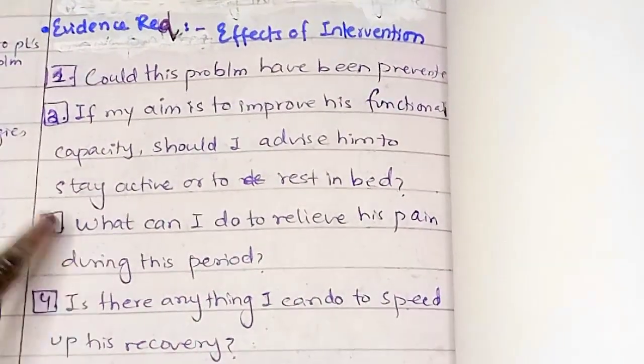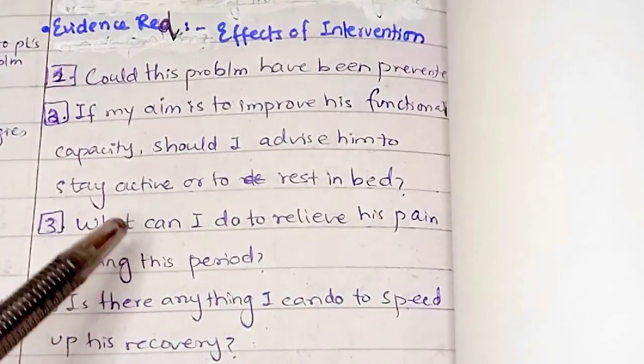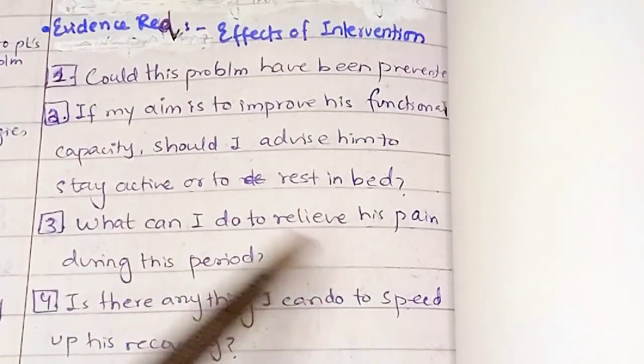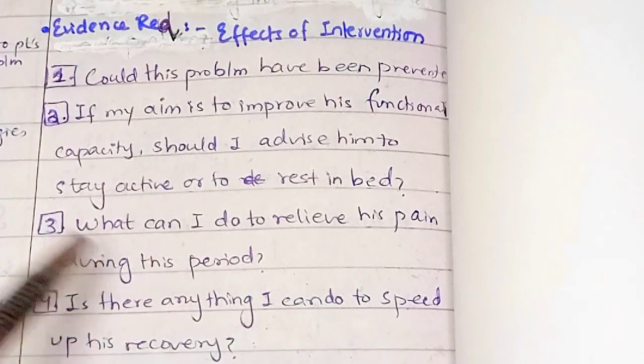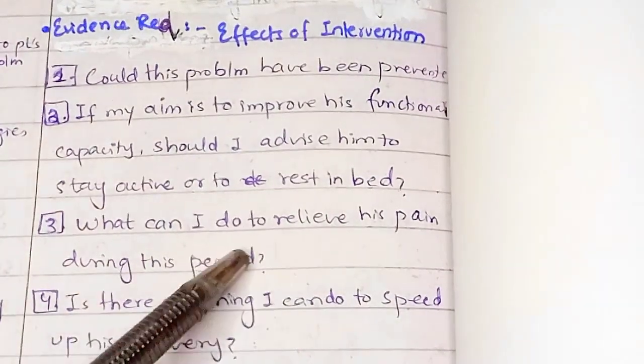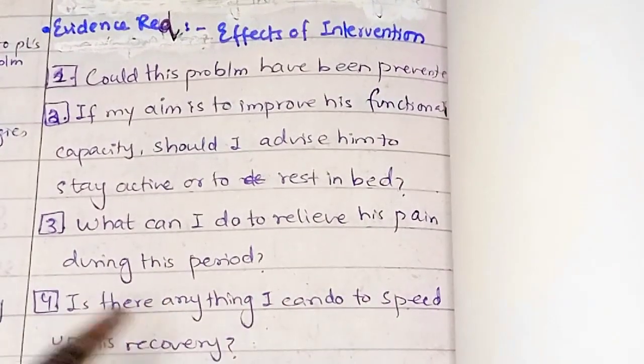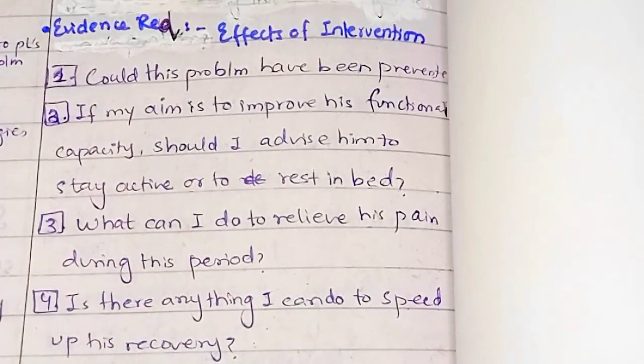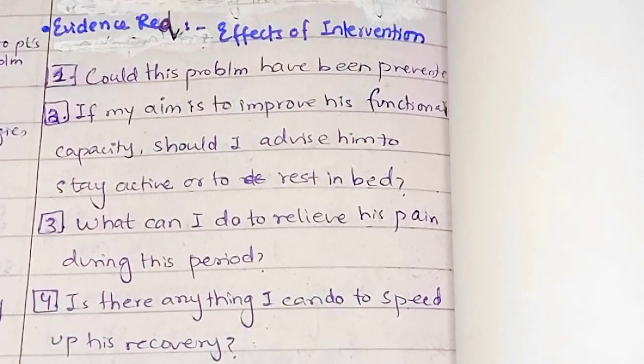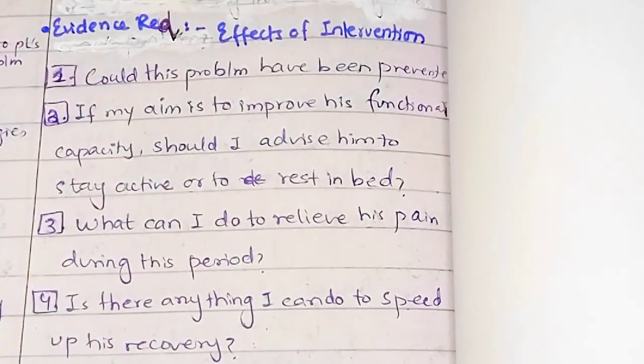Then the third question that can be asked from this scenario is, what can I do to relieve his pain during this period? Again, you are asking for an intervention. Then the fourth question can be, is there anything I can do to speed up his recovery? So you are again searching for a kind of intervention that could speed up his recovery. So these were the questions related to intervention.